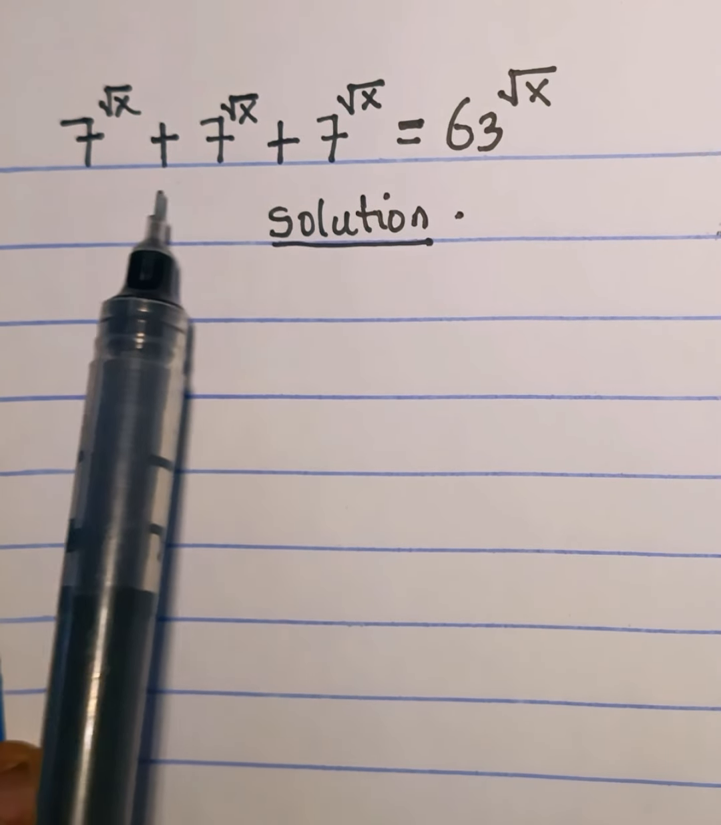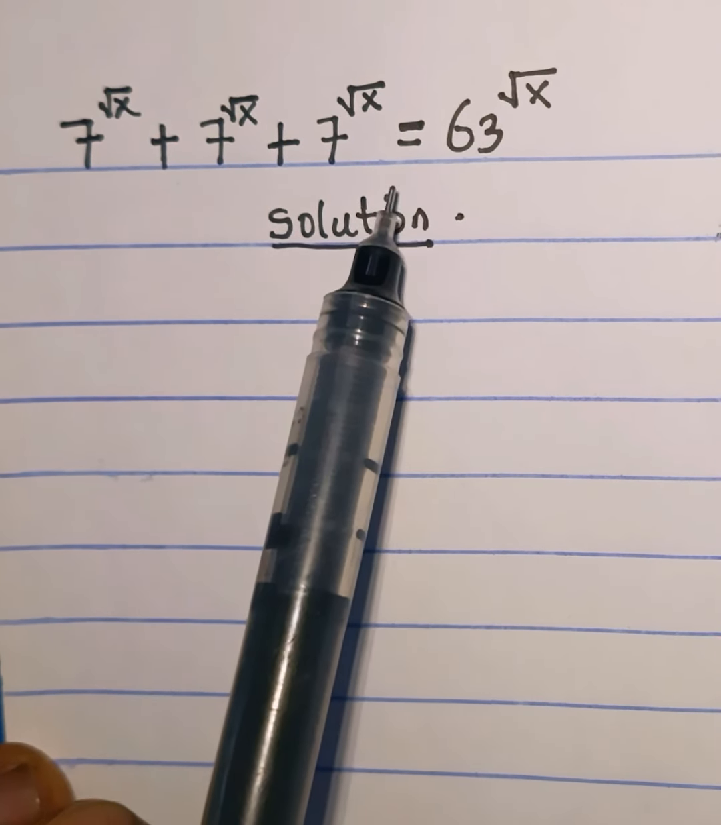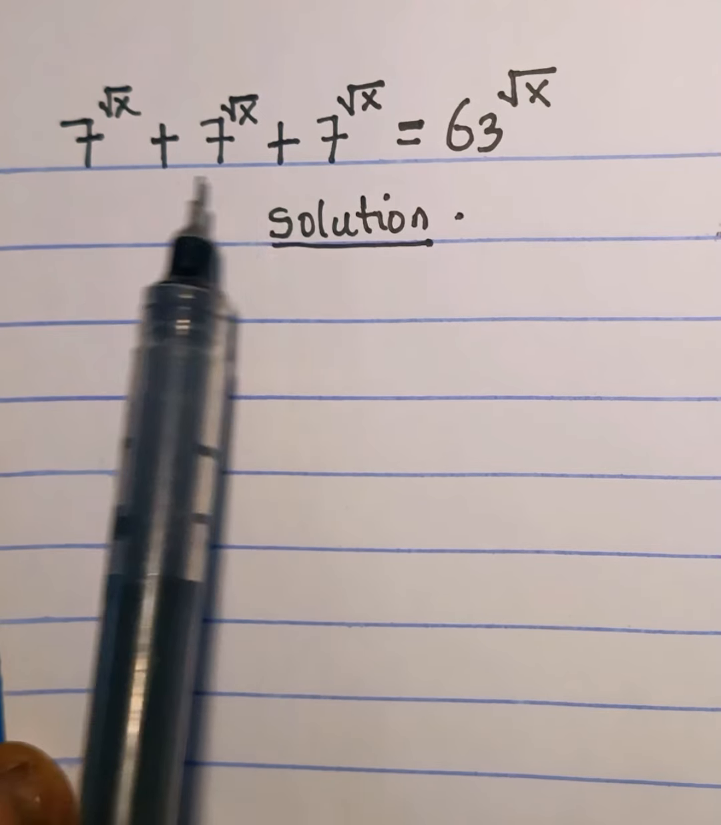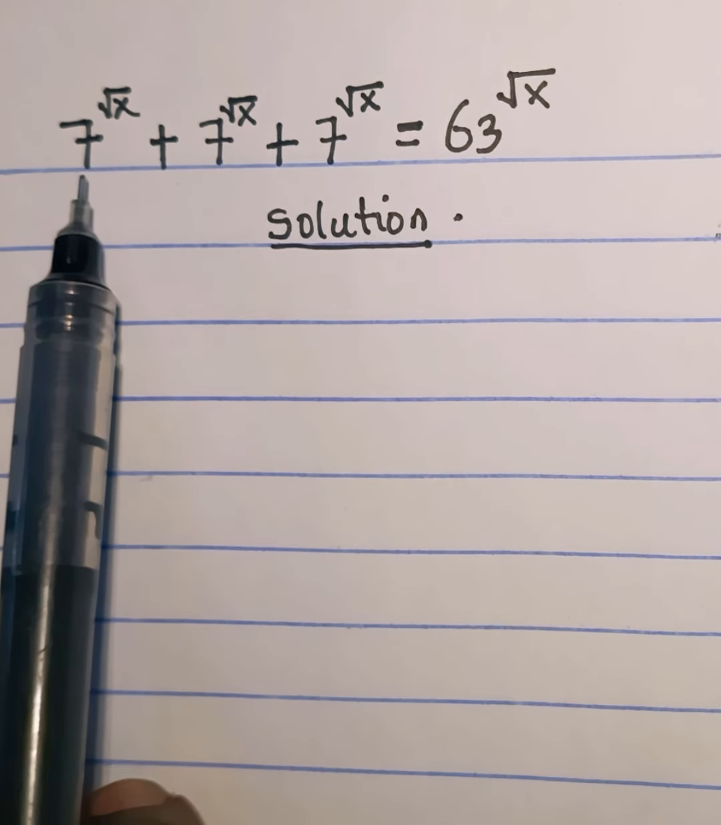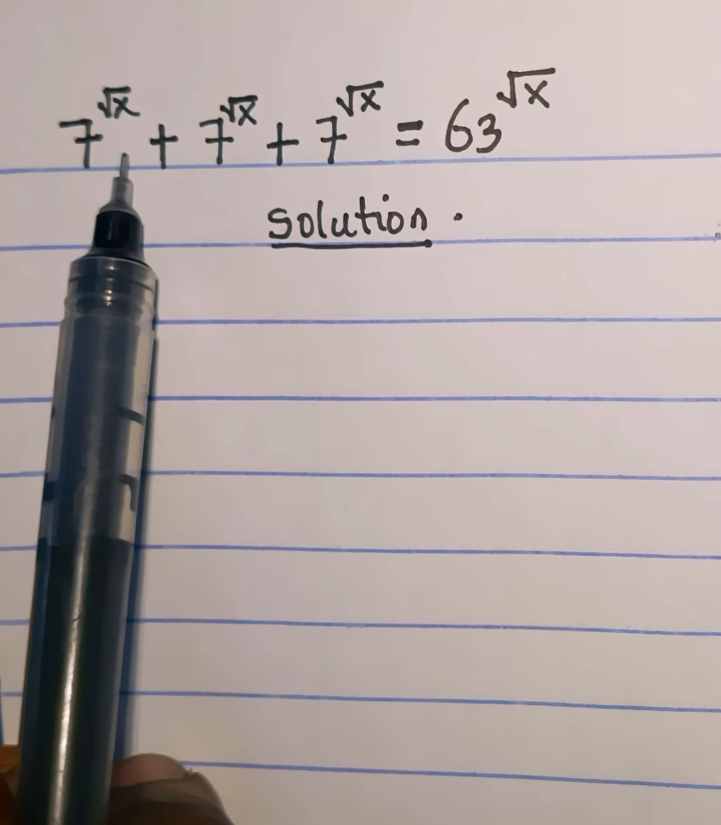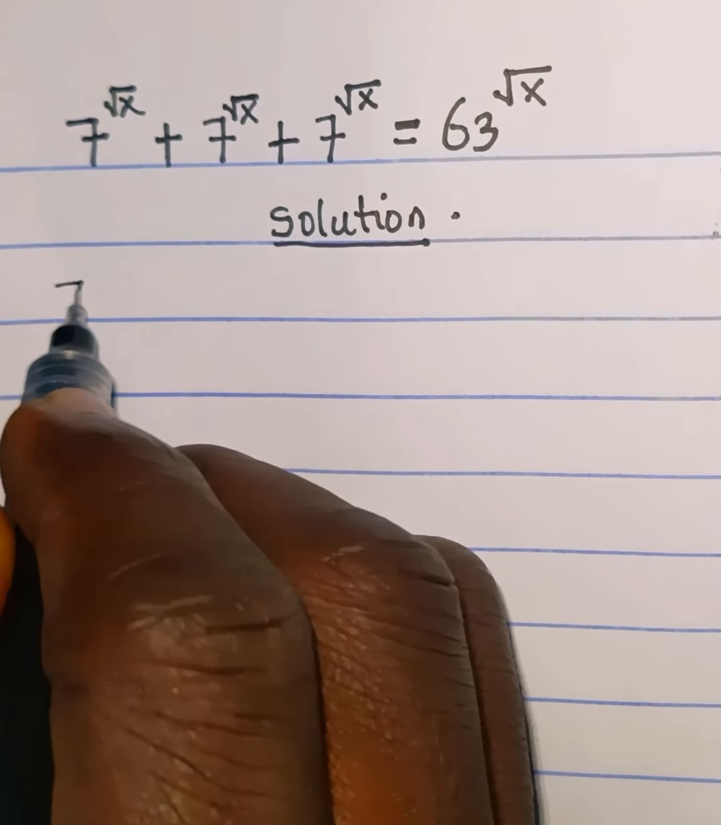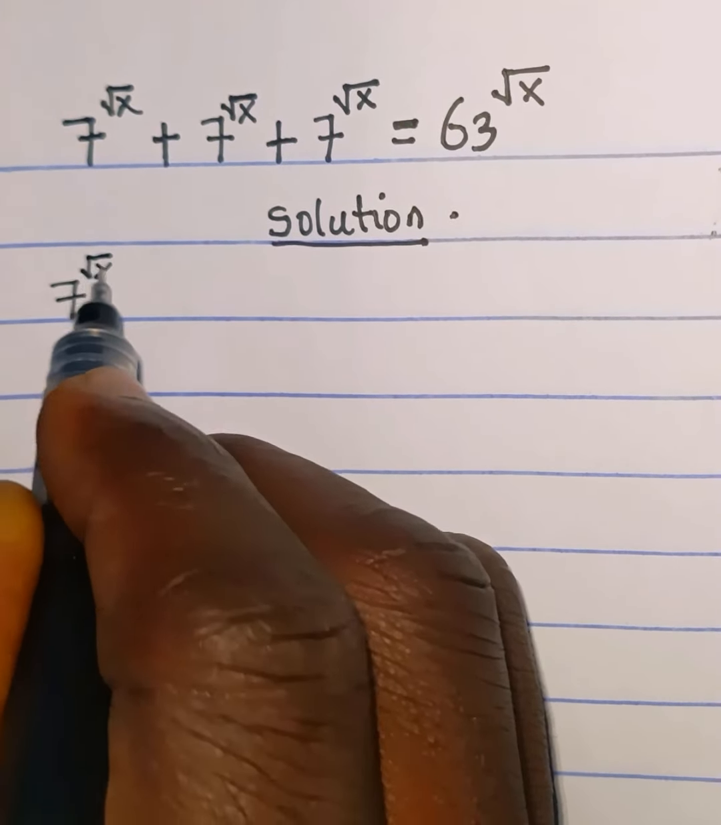We are going to solve for the value of x from this equation with the radical exponent. And if you observe the left hand side of this equation, you notice that we are adding the same thing three times. So therefore, 7 to the power of square root of x is common. So we are going to factor out 7 to the power of square root of x.